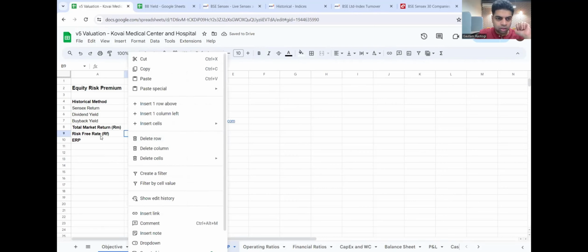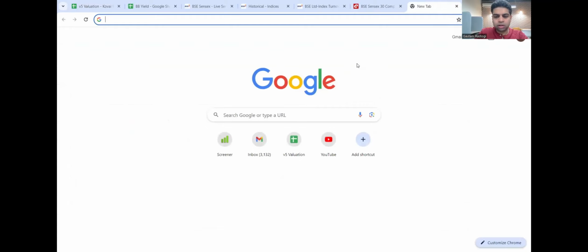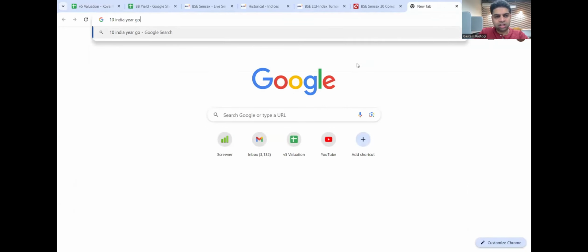All right. What about the risk-free rate? Risk-free rate we are taking as the 10-year government bond yield. Okay, so risk-free rate is the 10-year government bond yield. Yes, this is what we are taking. Now let's Google what the 10-year government bond yield in India is right now.